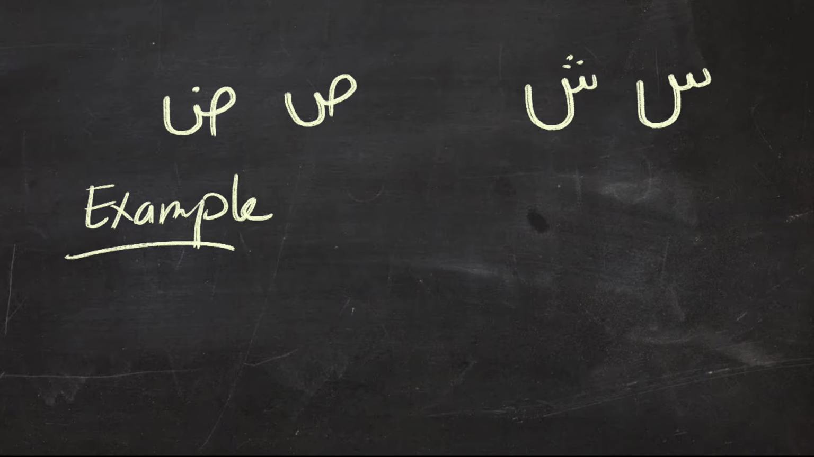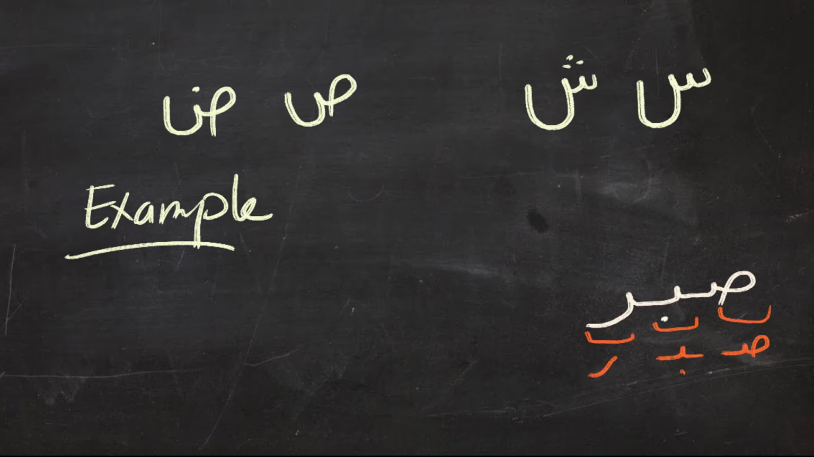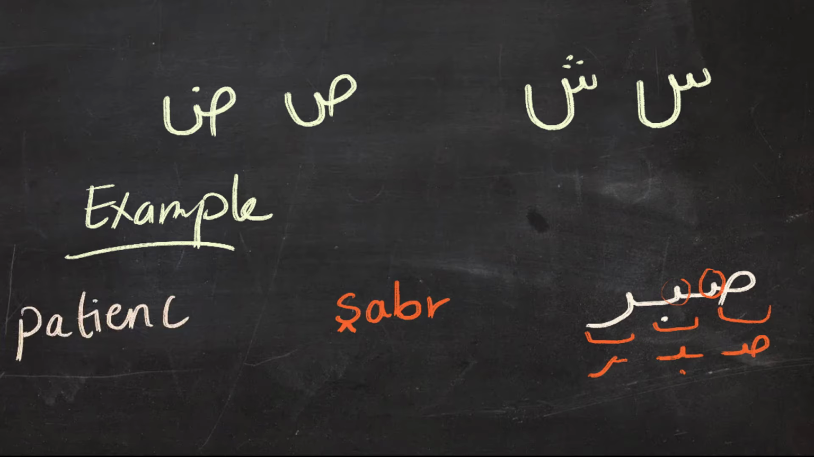Next up is sabr. Notice how sad is connected to the ba, is connected to the r to form the word sabr. And don't forget this part of sad. They look the same in these two parts, but they are separate. I'm using this symbol for the sad to distinguish the s and the sad. And sabr means patience.